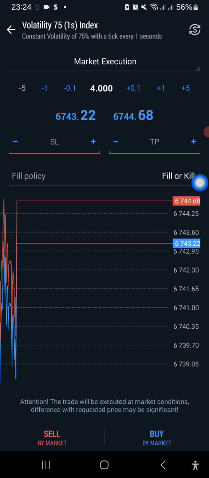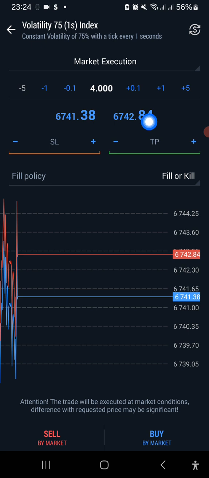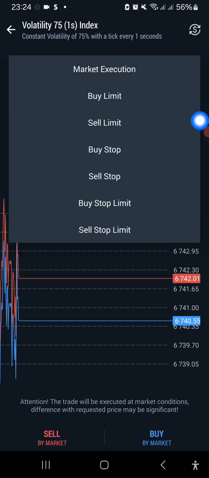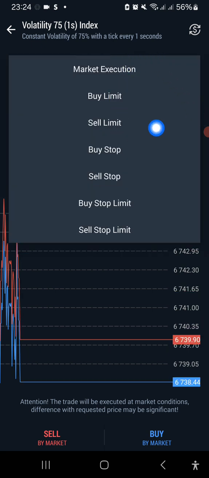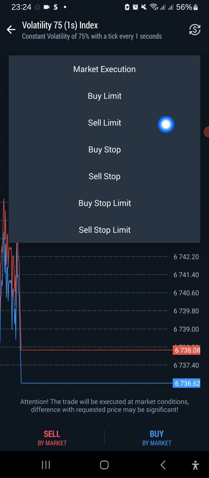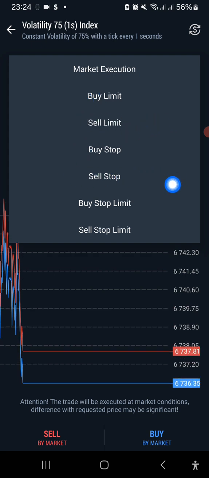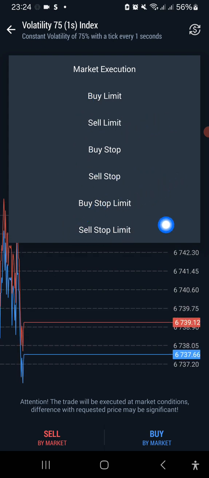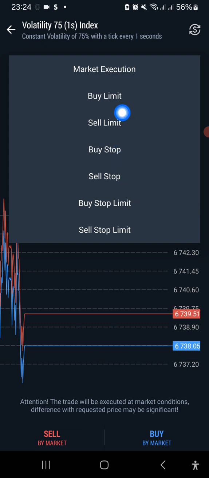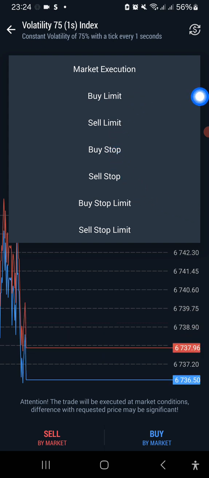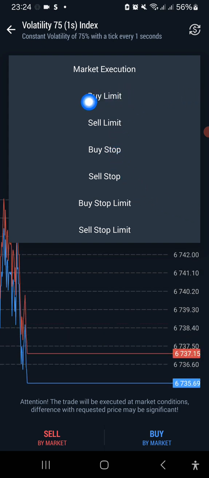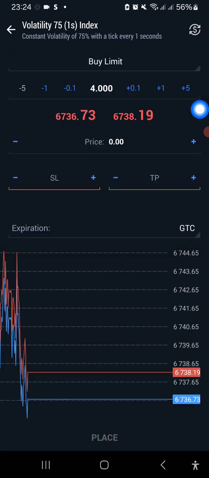Then we have the pending orders, or the stop orders. When you click on market execution, you are going to see all the types of orders you have. You have the buy limit, sell limit, buy stop, sell stop, buy stop limit, and sell stop limit. So let's start with the limit orders. Buy limit.